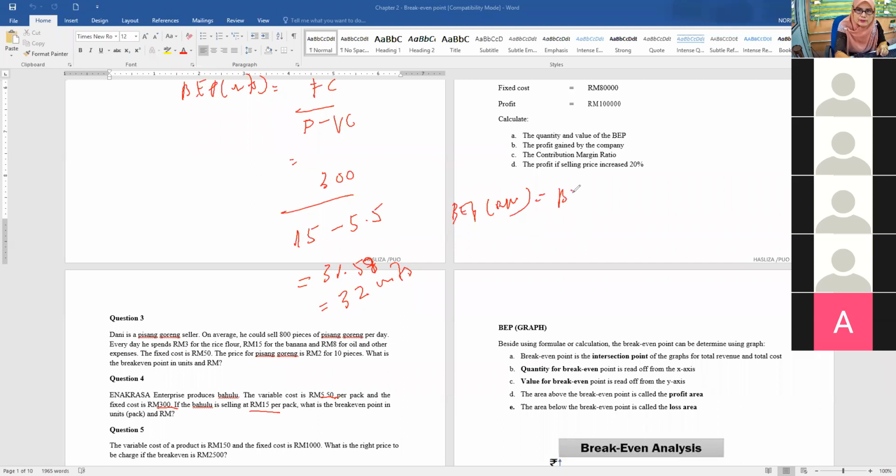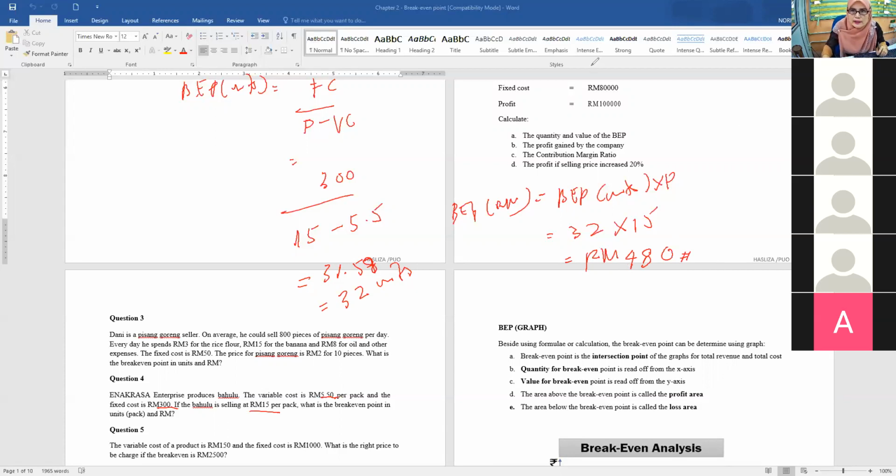Break even point in RM equal to break even point in units times price. So 32 times price is 15. So the answer, 32 times 15, 480. Okay.